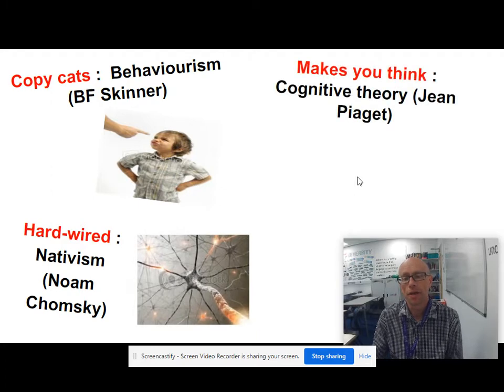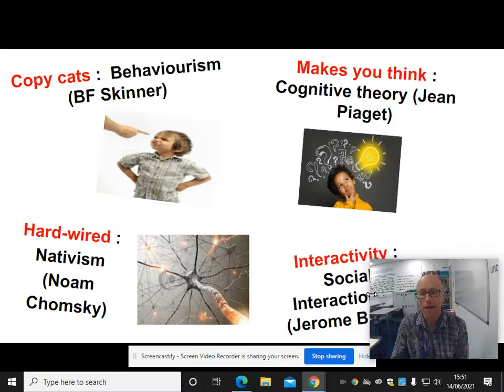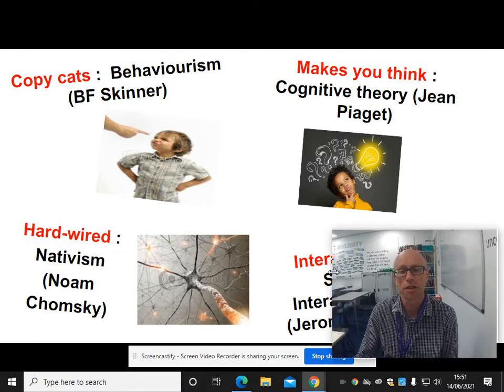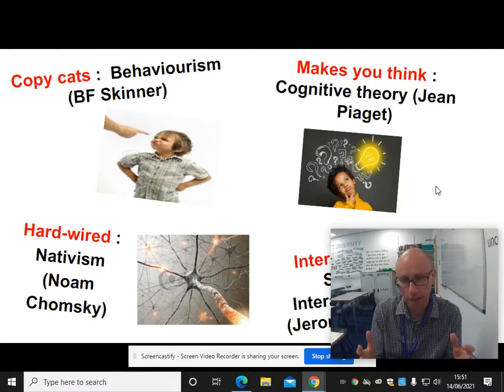We then have the cognitive theory that language depends upon your sequence of thought processes. So this is associated most of all with the Swiss theorist Jean Piaget. And then finally, hidden behind my head here, we have interactivity. So this is the social interactionist theory with the theorist Jerome Bruner, that interactivity, learning language in social situations, is the key to language learning.